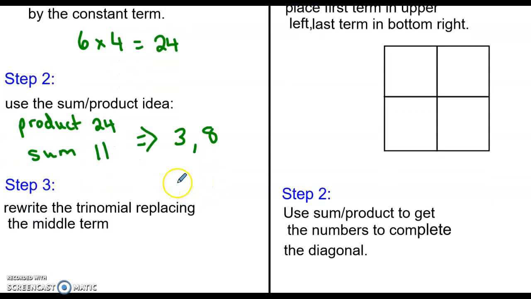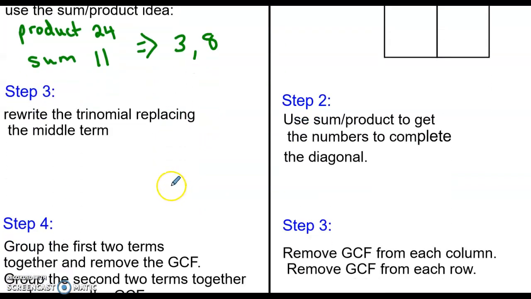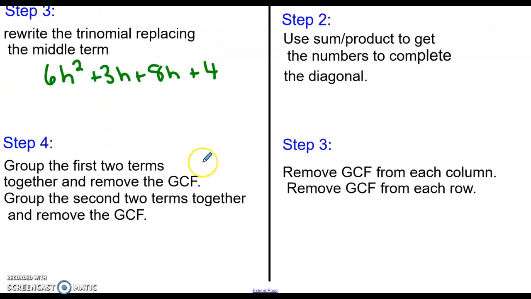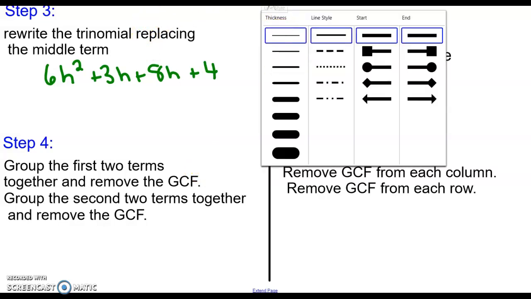I'm going to rewrite the trinomial replacing the middle term. So I'm going to write 6h squared plus 3h plus 8h plus 4 instead of 6h squared plus 11h plus 4. Then the final step will be to group the first 2 terms together and remove the GCF. Group the second 2 terms together and remove the GCF there as well.